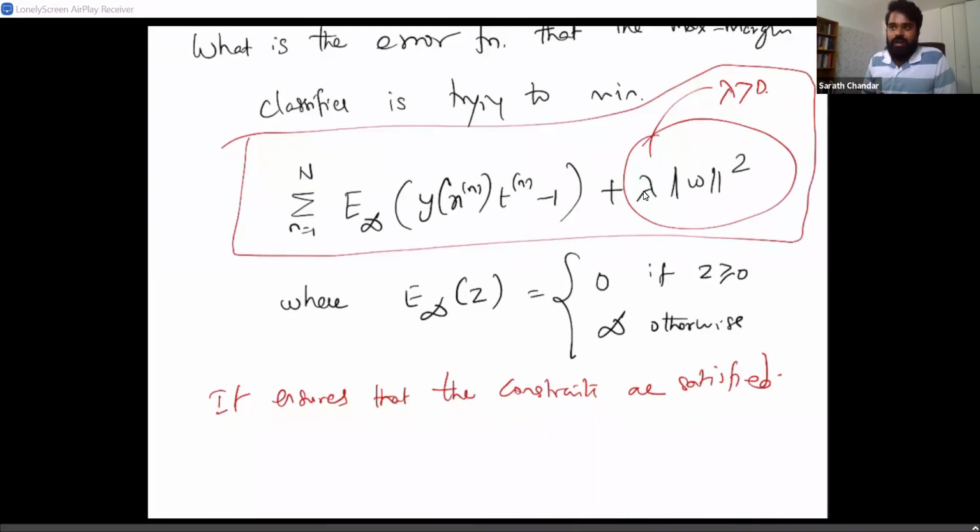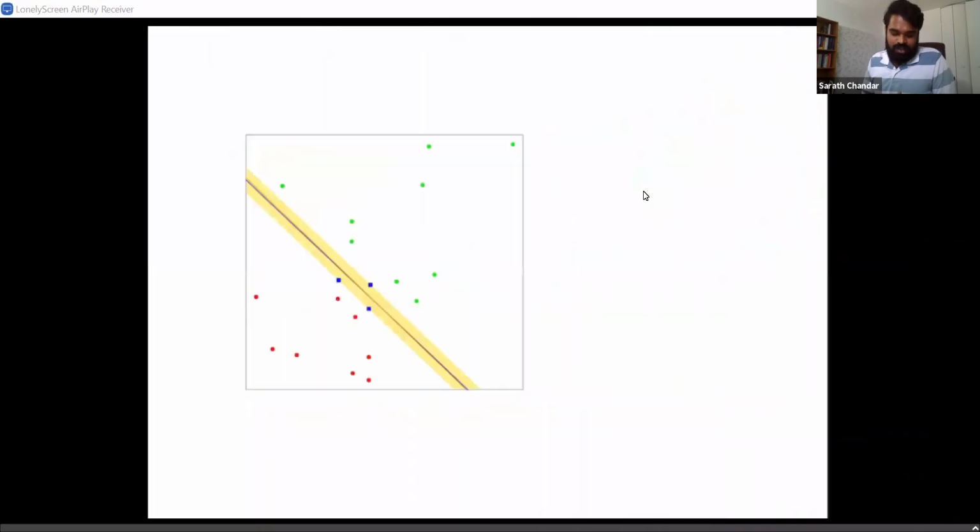But for now, let's see how this algorithm works in practice. Here is an example where you are classifying between green and red circles. You can see two almost overlapping lines here. The first line, the blue line, is the max margin solution, and the red line is your logistic regression solution.